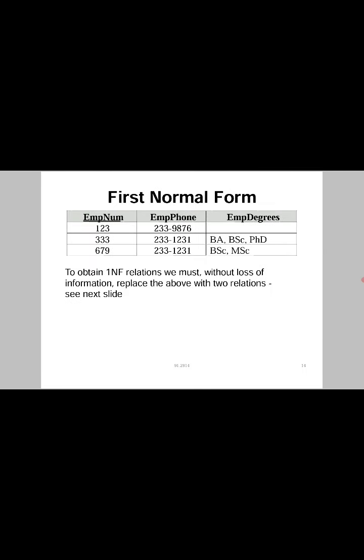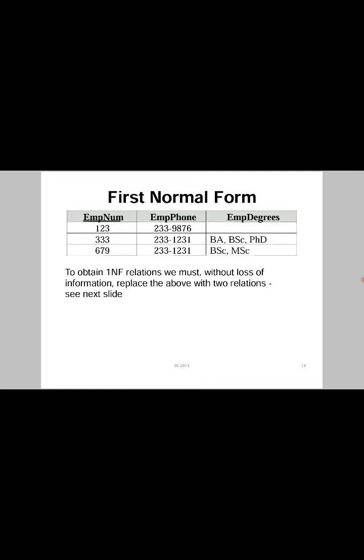So what is the solution for this problem? To convert the relation into first normal form, we must, without loss of information, replace the above with two relations. So how do we convert a table or relation into first normal form? We should take care that there is no loss of data or information.